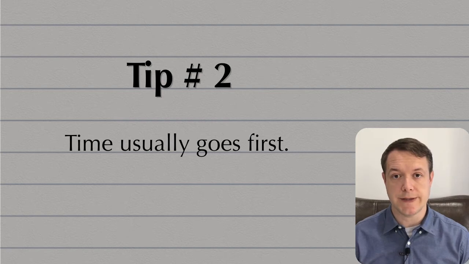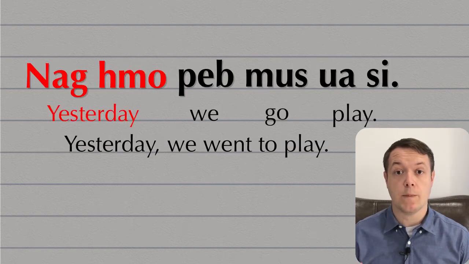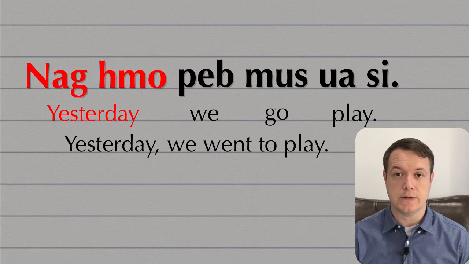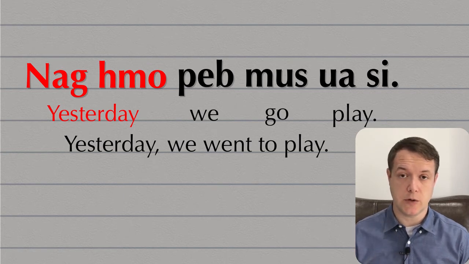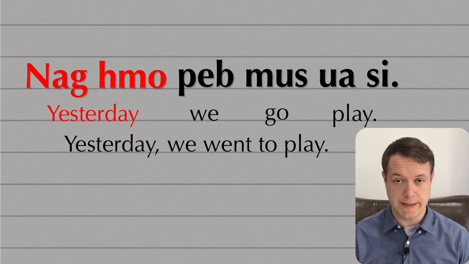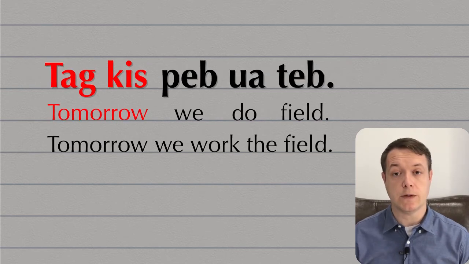So here are some examples. Na mo bei mu wo shi. Na mo is last night or yesterday. Bei is we. Mo is to go. And wo shi is to play. Ta ki bei wo day. So Taki is tomorrow, Bei is we, and Or Day is to work in the field.